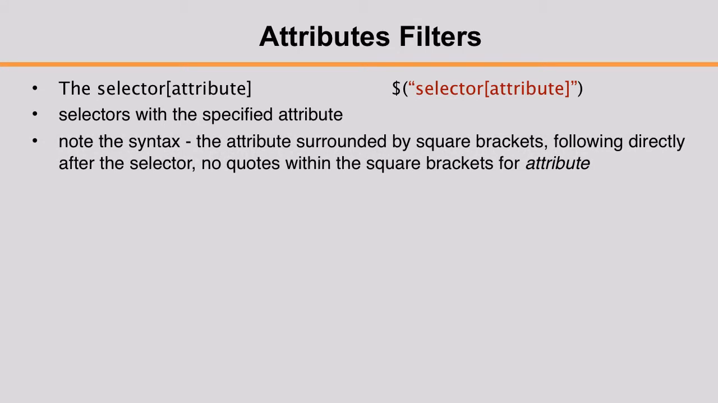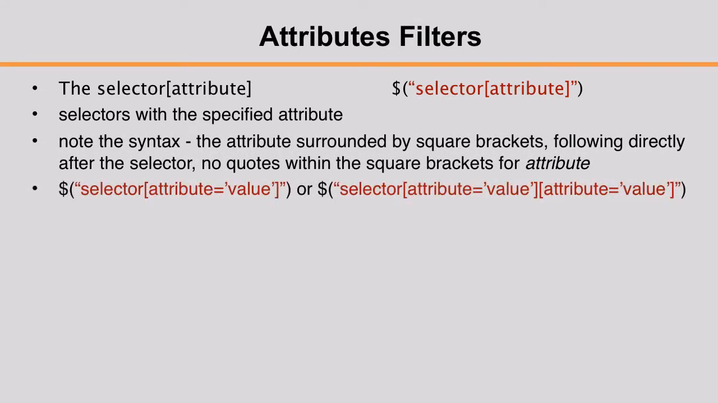The attribute can have a value. Note that the value is surrounded by quotes. Attribute values with spaces must follow the rules for CSS selectors. Anything other than a valid identifier must be in quotes. jQuery syntax will allow for multiple attribute filters.